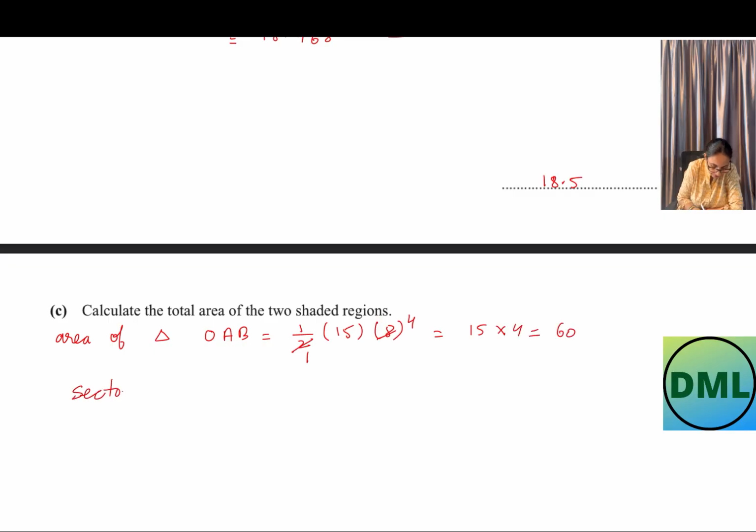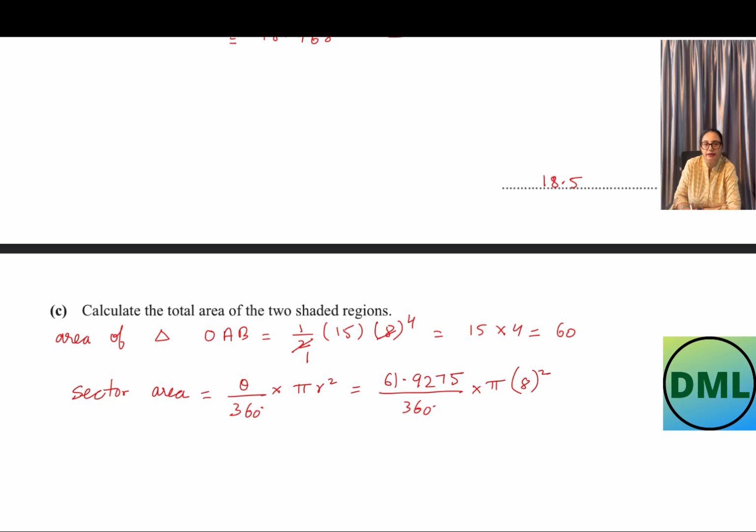Sector area is given as theta over 360 degree multiplied by pi r square. What is my theta here? My theta here is 61.9275. I am not going to use the rounded off answer here. Divided by 360 degree multiplied by pi, my r is 8 square. If you calculate this in the calculator in the degree mode, your answer will be equal to 34.5868. I need to subtract the area of the triangle minus area of the sector.